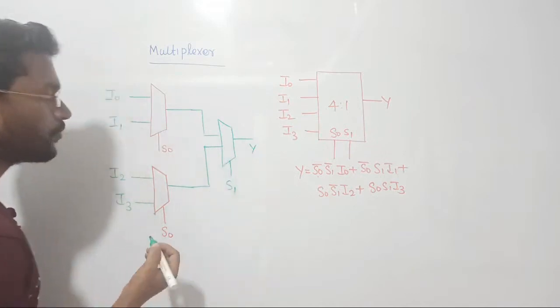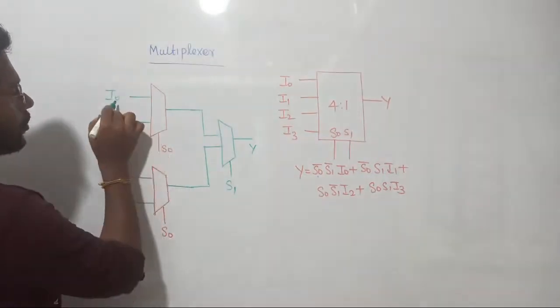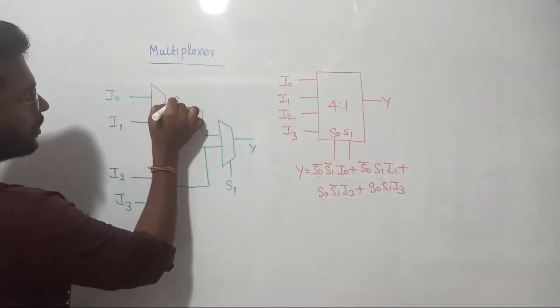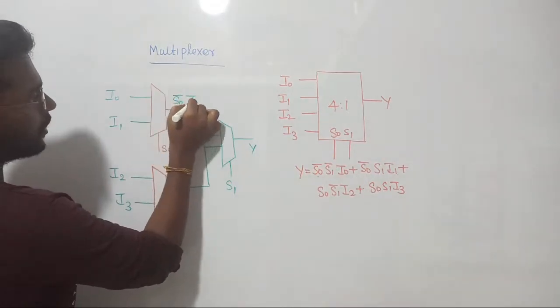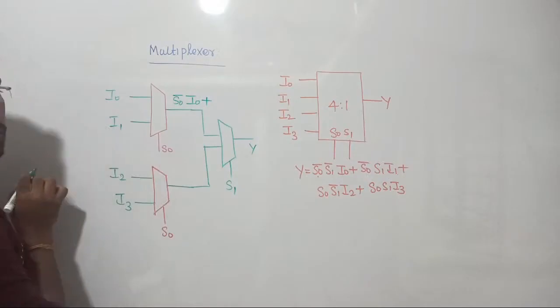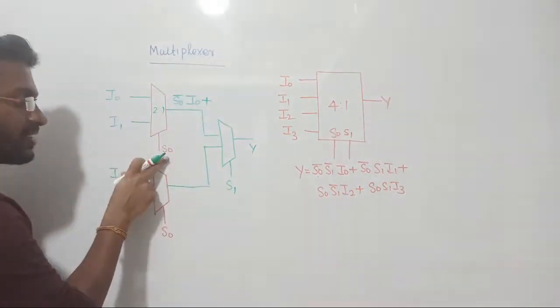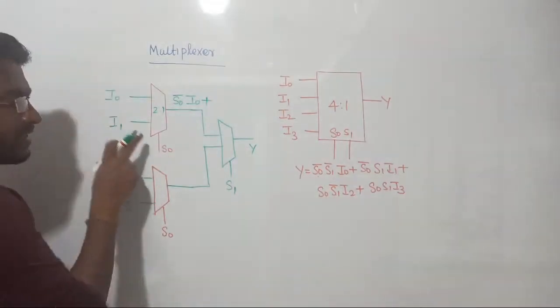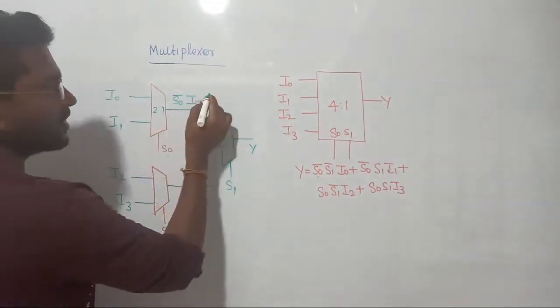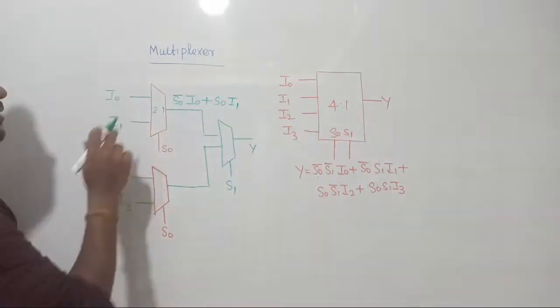Let me consider S1 here. Now what happened, if I am putting S naught equal to 0, automatically I naught will come, such that S naught bar into I naught will come out, plus if you are putting S naught equal to 1, then I1 will be selected, because this is a 2 cross 1 mux. Its outputs are going to be, when S naught equal to 0, I naught will be selected, when S naught equal to 1, I1 will be selected, such that output will become S naught into I1 plus S naught bar into I naught.